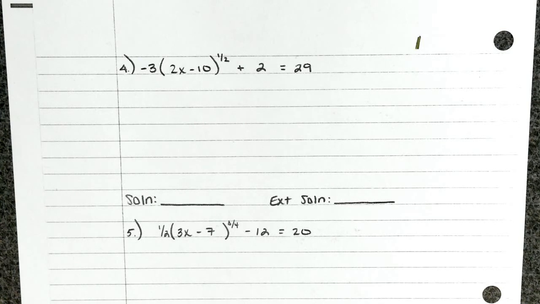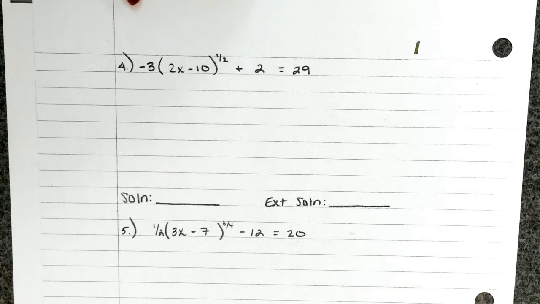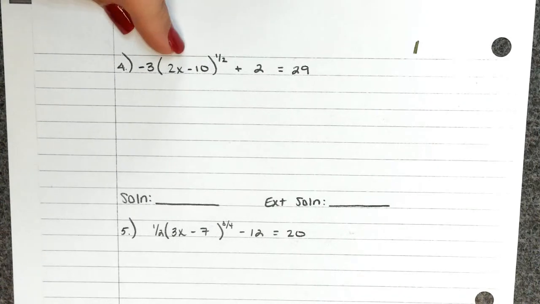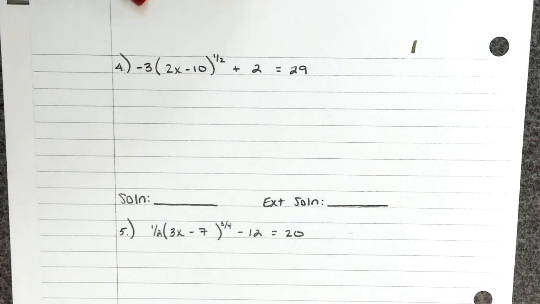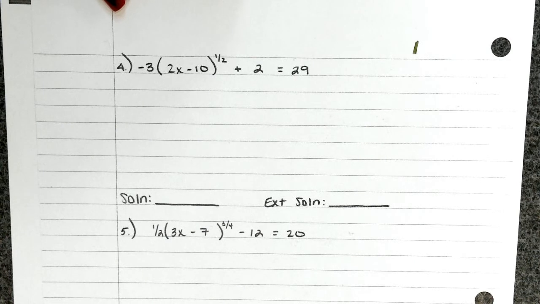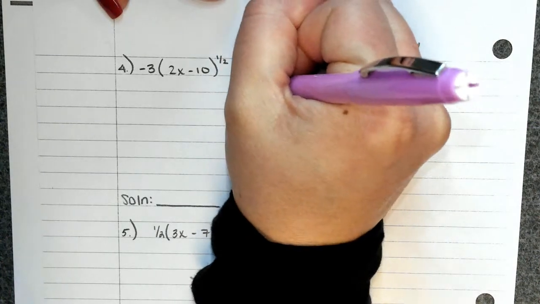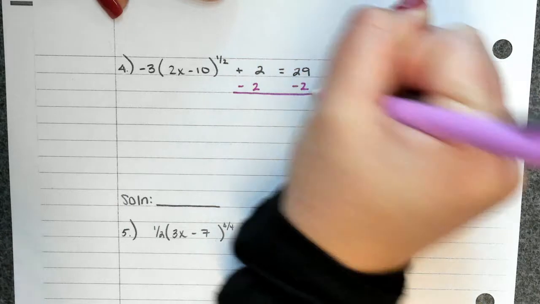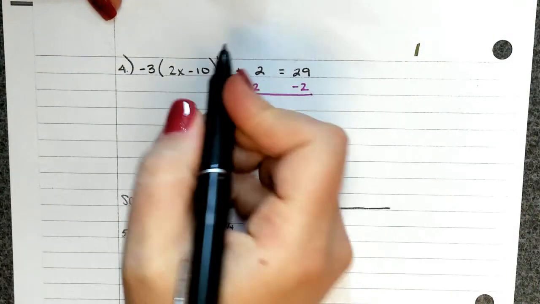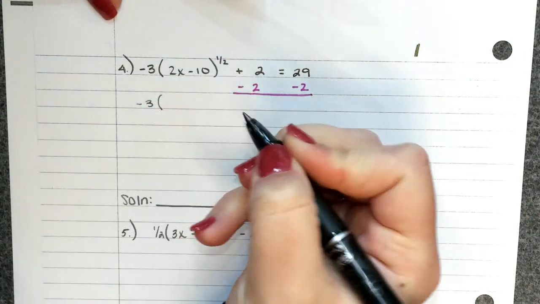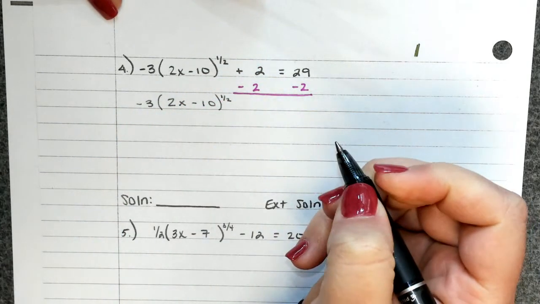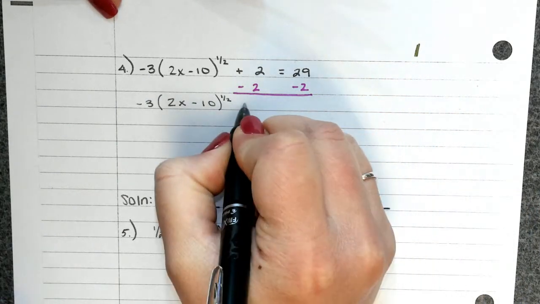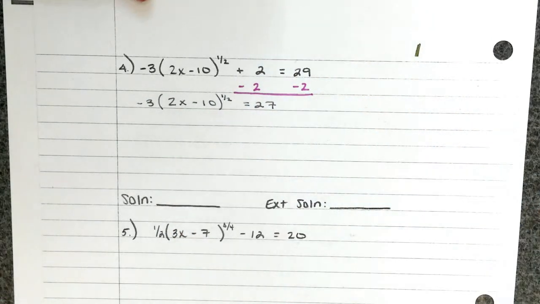What's the first thing I'm going to do on this one? You get the radical here alone. Now remember, this radical is this one here because it has that fractional exponent. So what's my first step in order to get that radical alone? Subtract 2 from both sides. What do you get when you subtract 2 from both sides? And you have that radical. And then what? Equals 27. Good.